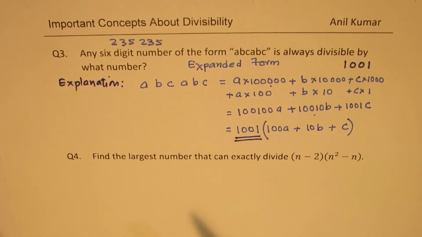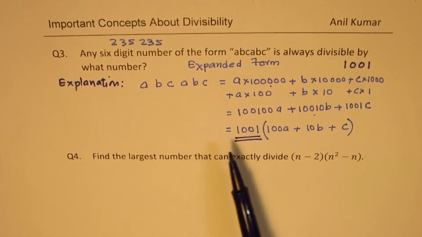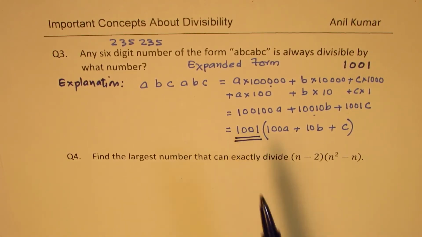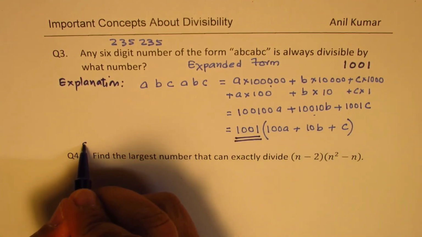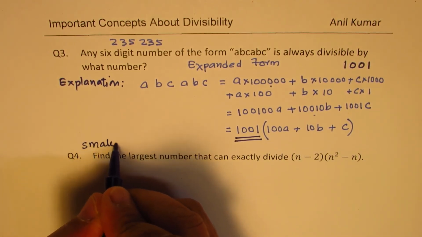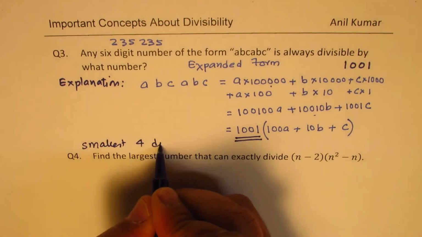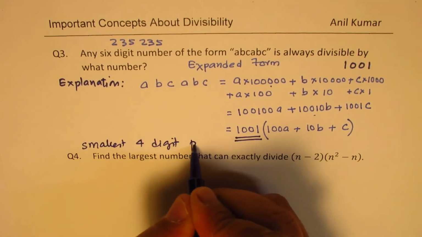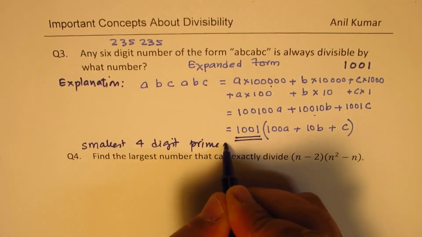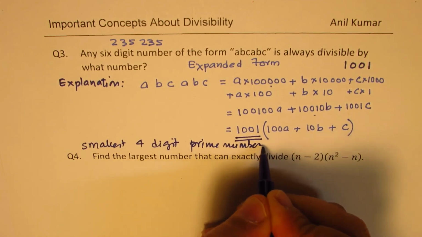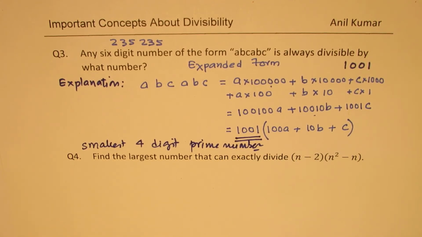Perfect. Okay. And this is also the smallest 4-digit prime number, right? So this is also the smallest 4-digit prime number. Okay, now let's take question number 4.